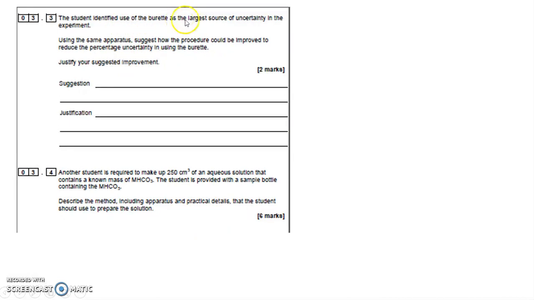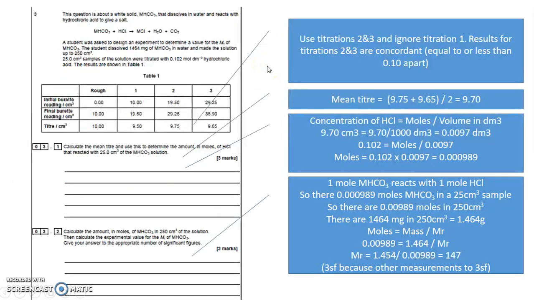The student identified the use of the burette as the largest source of uncertainty in the experiment. Using the same apparatus, suggest how the procedure could be improved to reduce the percentage uncertainty in the burette. So you've got an uncertainty on a burette, and to get the error, you divide the uncertainty by the volume that's coming out of the burette. So in here, I've got 9.75, 9.65. So whatever my uncertainty is on my burette, I take that uncertainty value and divide by the volume, which turns out to be 9.7 as a mean value, and multiply by 100.